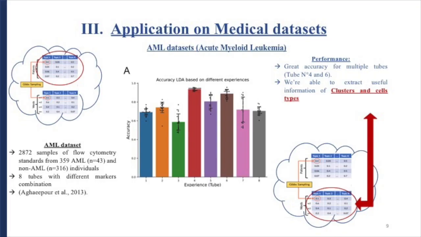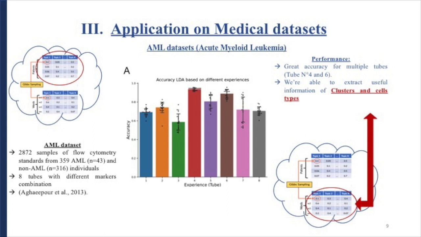In 2013. And so when we apply our technique, we found that we are able to separate the AML patients and non-AML patients with a very high accuracy with tube number 4. And we also perform great for tube number 6. But the thing here is that we have the information of the cells that drive these predictions.